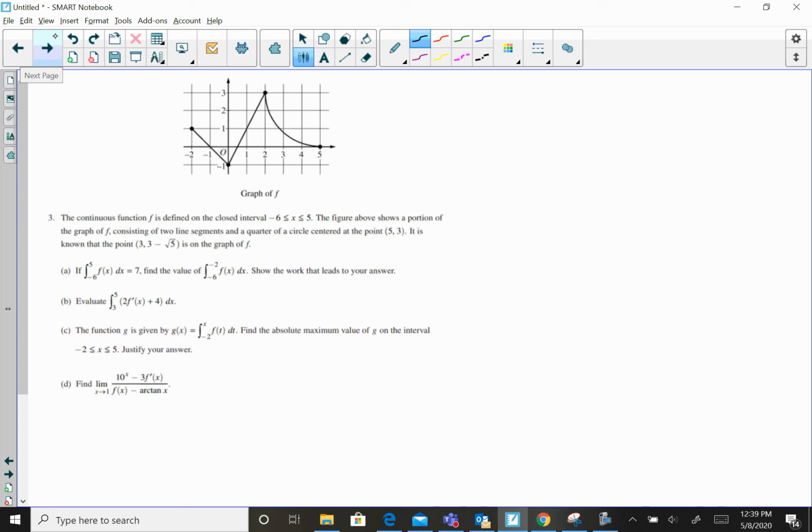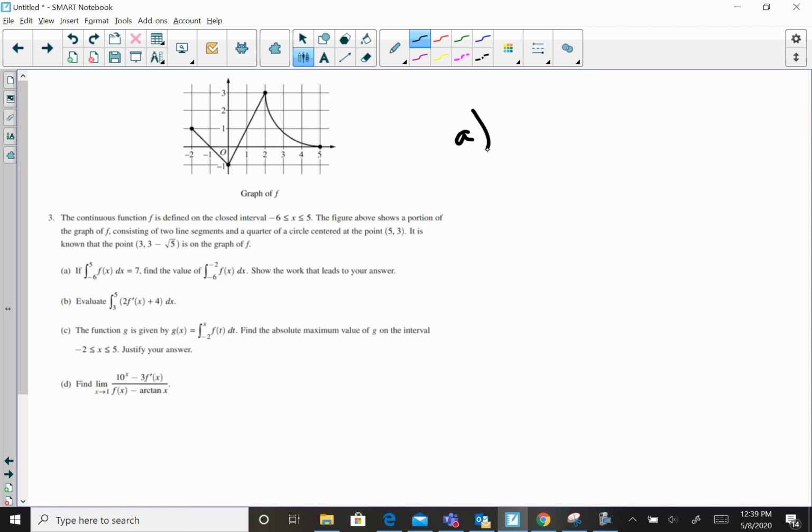It is known that the point (3, -√5) is on the graph of f. So if the integral from -6 to 5 is 7, find the integral from -6 to -2 and show the work that leads to your answer.